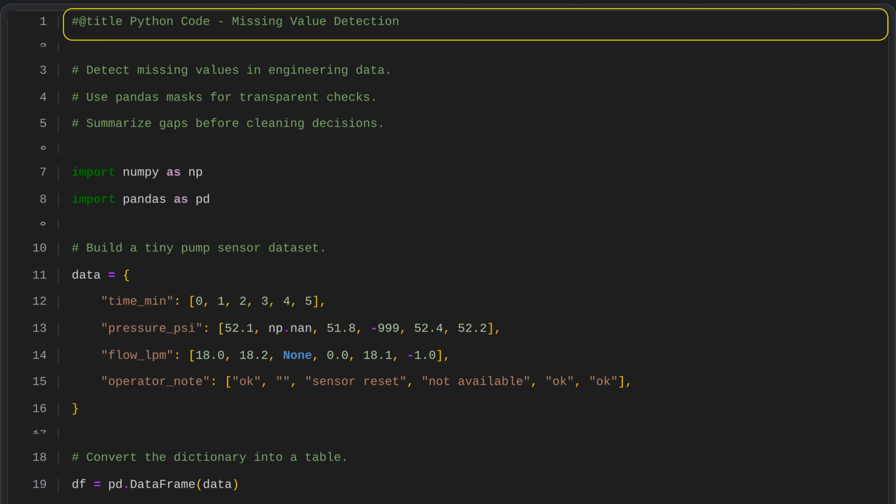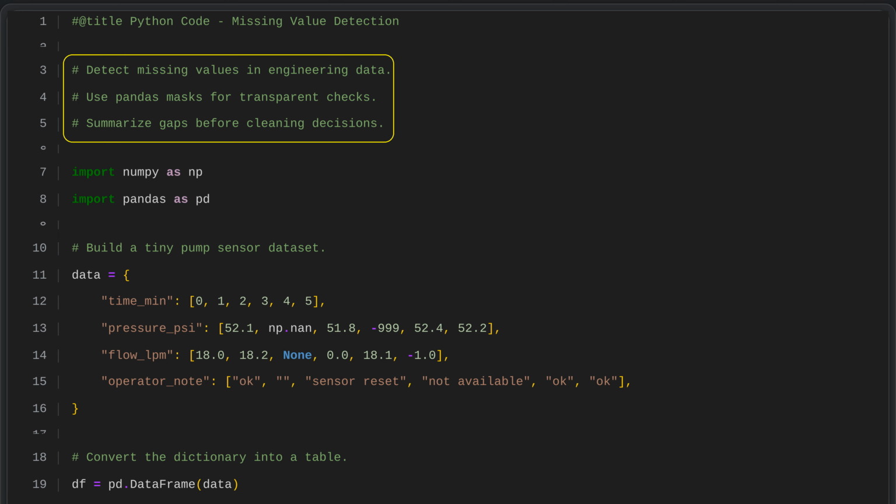Python code, missing value detection. Detect missing values in engineering data by using Pandas masks to make the checks clear and transparent. Before deciding how to clean the data, summarize where the gaps are and how extensive they appear.